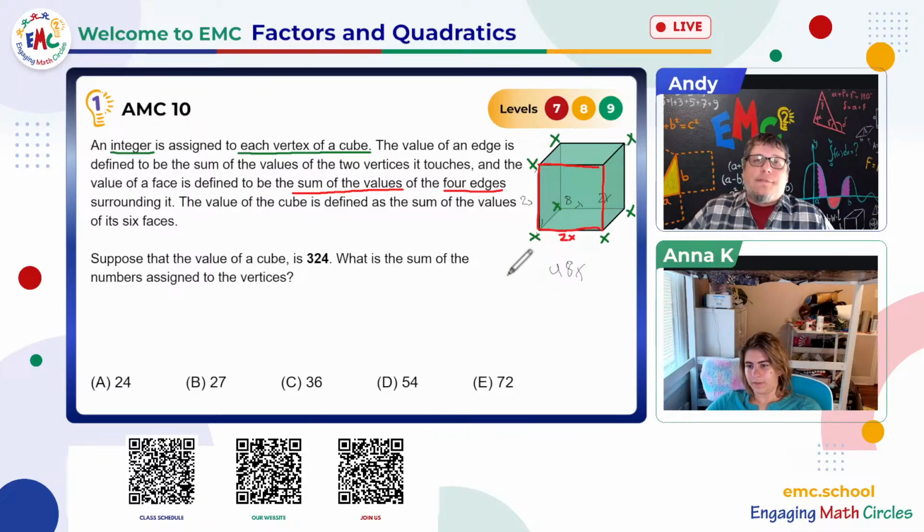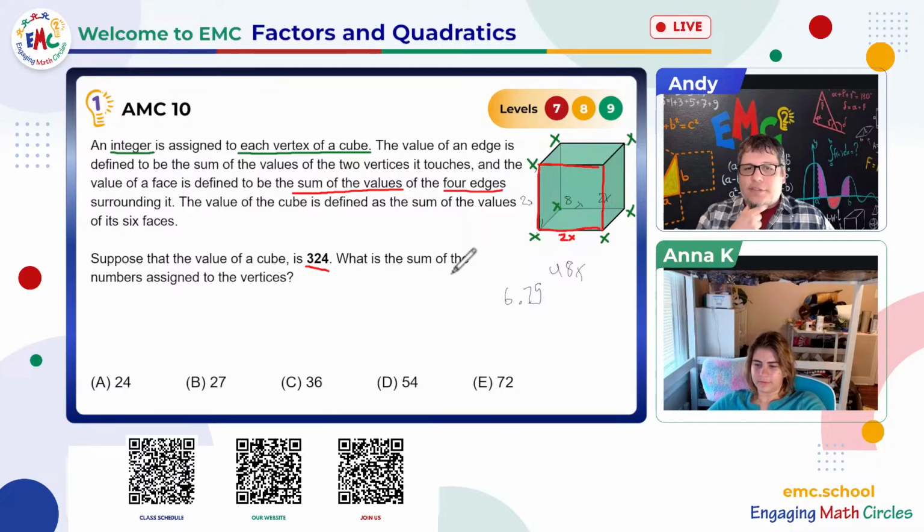8 times 6 is 48x. So what should I do with 48 and this number? Divide 324 by 48, and that gives us 6.75. Hmm.